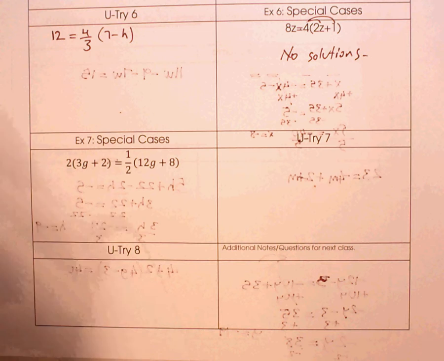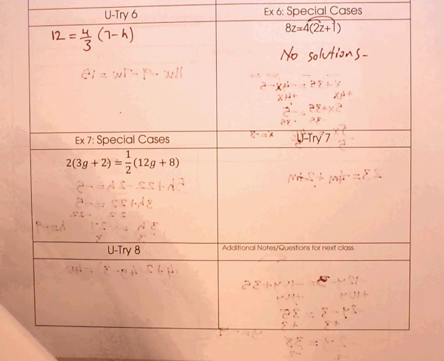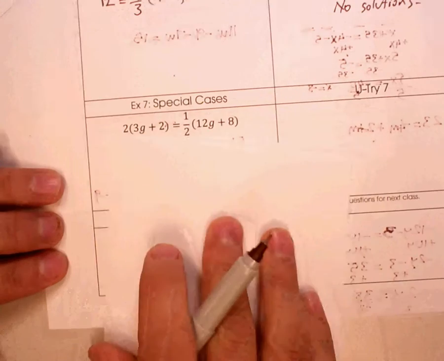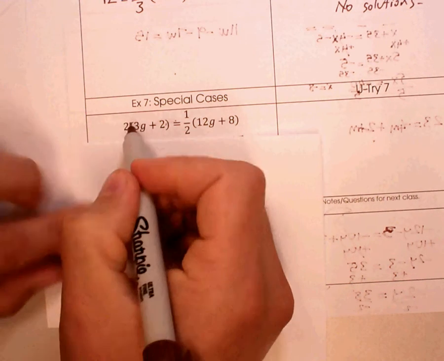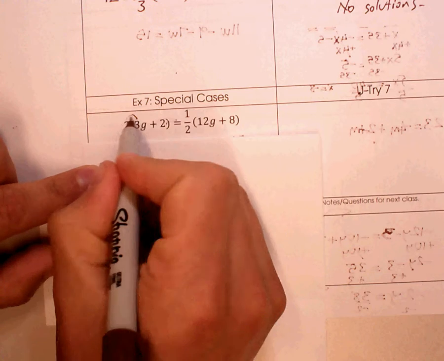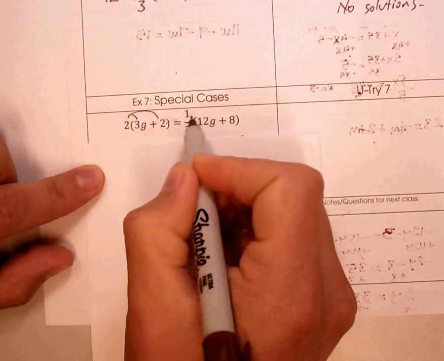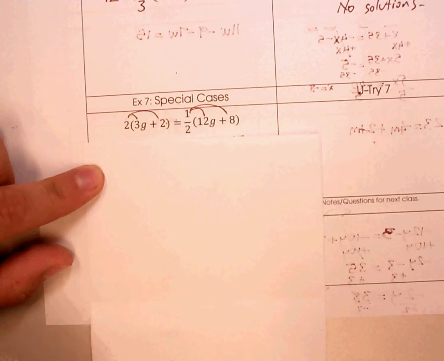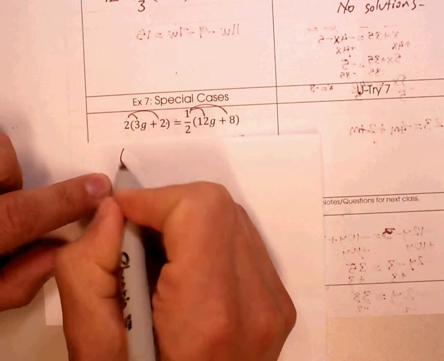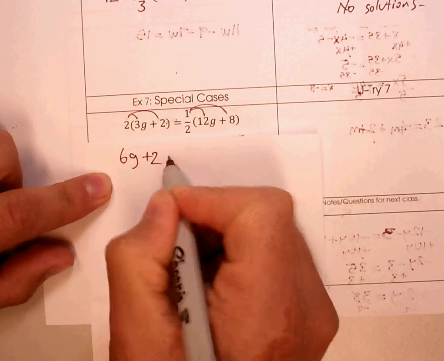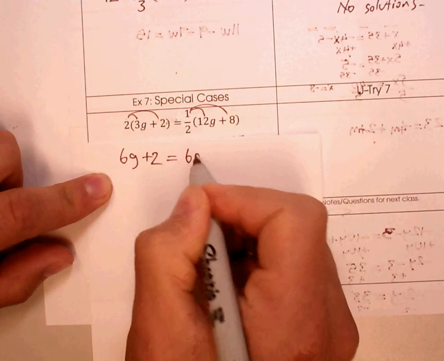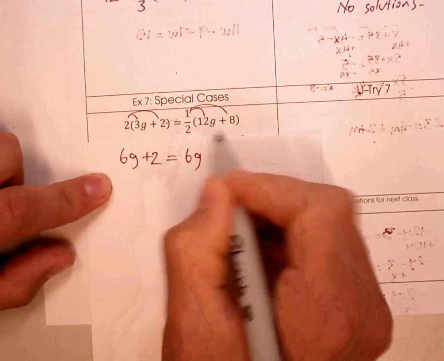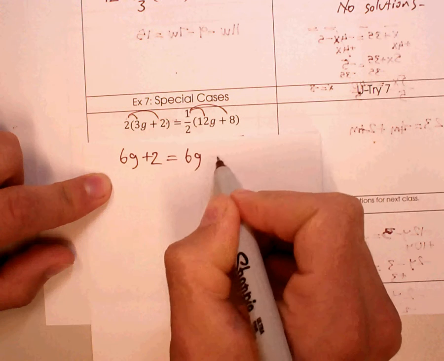Here's the second example, number 7. It's also a special case scenario. We can distribute the 2 on one side, and we can also distribute the fraction on the other side. On the left side I'll have 6g plus 2. On the right side, 1/2 times 12 is 6g. 1/2 times 8 is 4. That's plus 4.